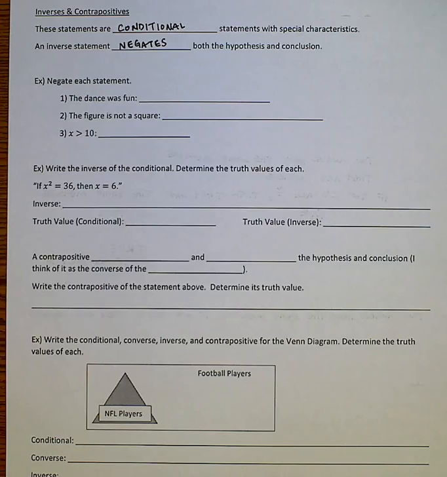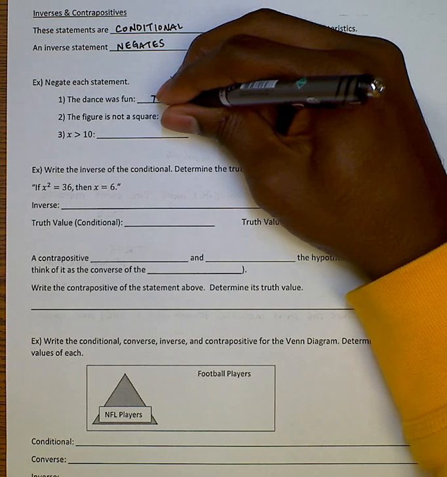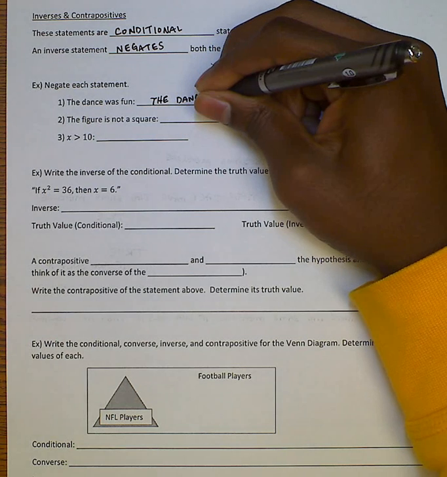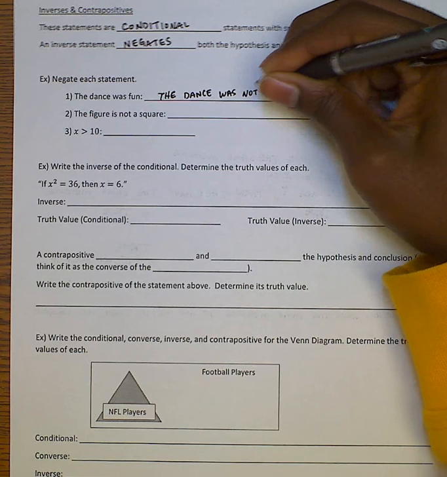So let's practice. Number 1, the dance was fun. To negate that statement, you'd say the dance was not fun. You wouldn't say the dance was boring or the dance didn't have enough people. You'd say the dance was not fun. The opposite of what they said.